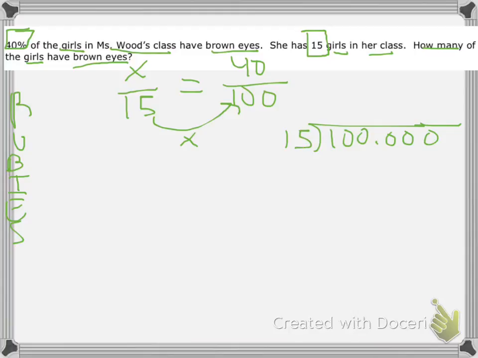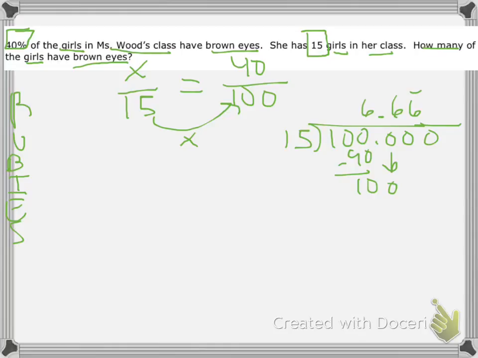15 goes into 100. Well, I know that if I count by 15s, 15, 30, 45, 60, 75, 90, that lets me know it goes in 6 times. 6 times 15 is 90. I subtract, and I'm left with 10. And I'm going to bring down the 0, and I get 100 again, which lets me know I'm going to have a repeating number. So I'm going to put a 6 and a 6 here and a repeating mark.